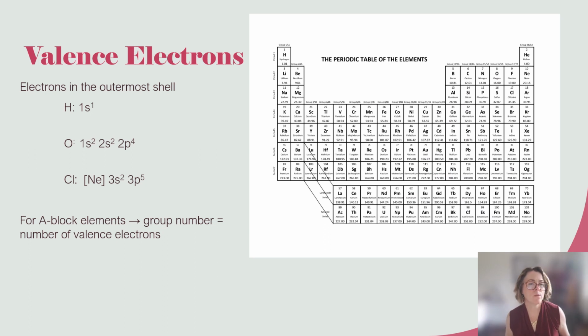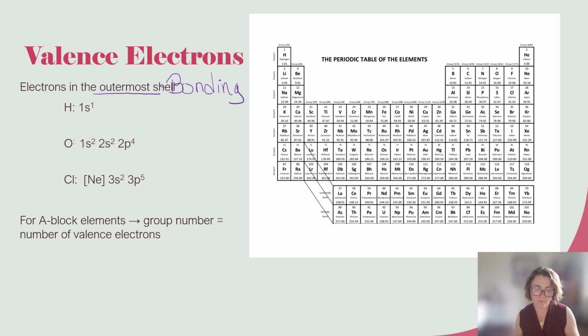Okay, so now that we've done electron configuration, we want to focus our attention on valence electrons. Your valence electrons are going to be the electrons that are in the outermost shell. And it is these electrons that are involved in bonding.